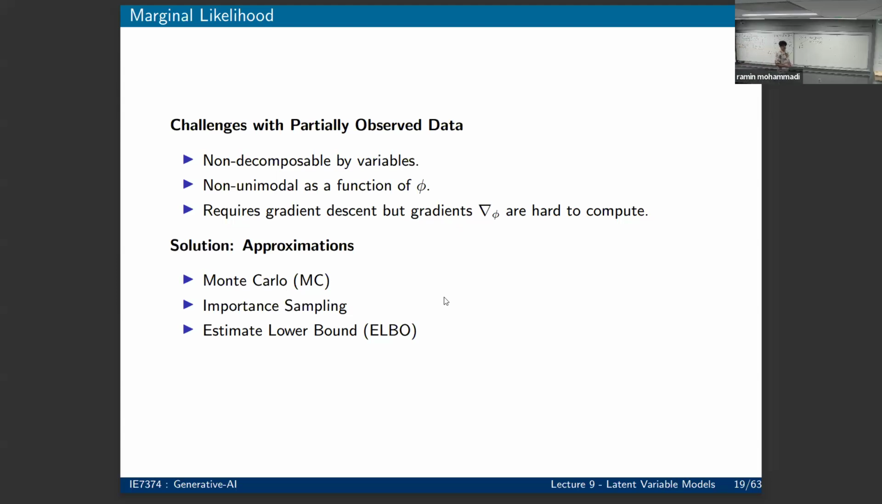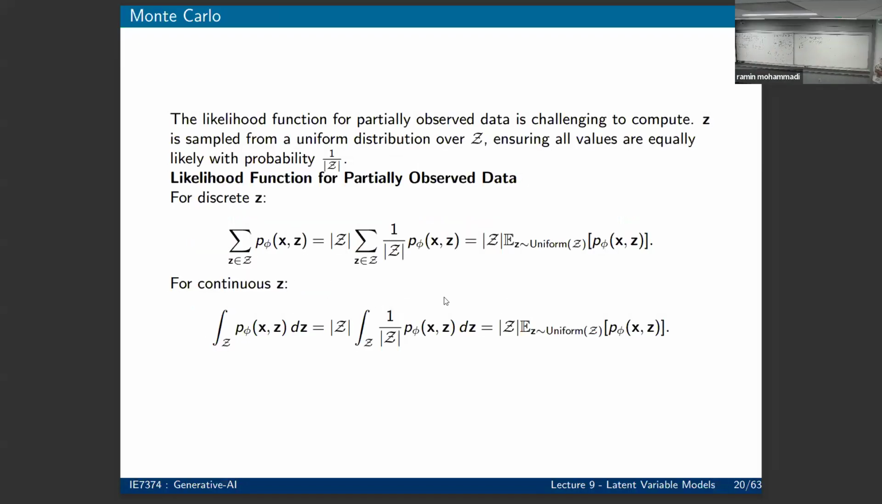Then this idea of sampling came to mind. What if we do Monte Carlo sampling? What if we do importance sampling? And the third one, what if we use the evidence lower bound, or ELBO, technique? That's what we're going to talk about now. We're going to start with Monte Carlo, which we have previously talked about.